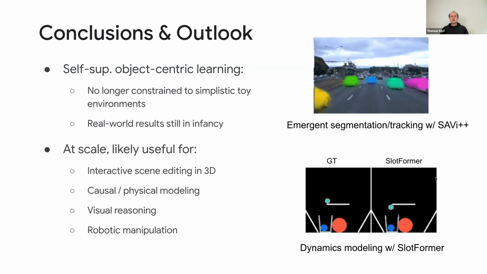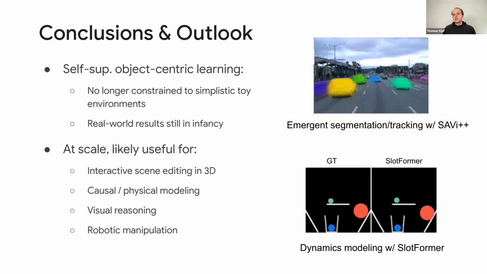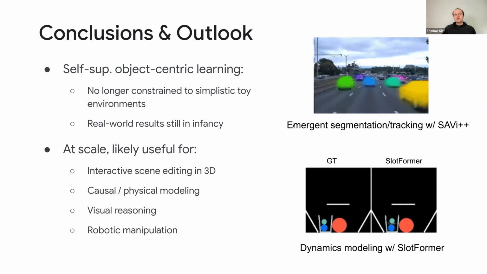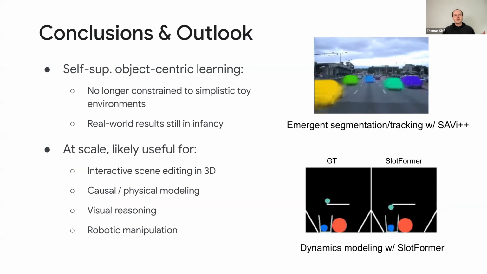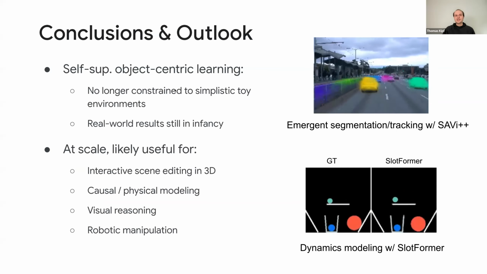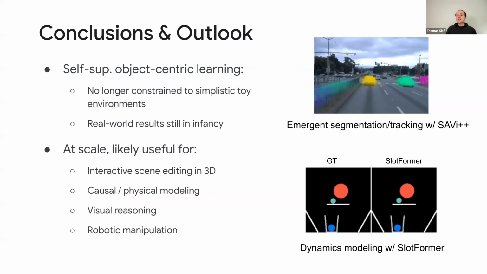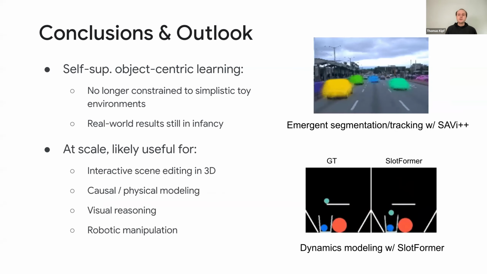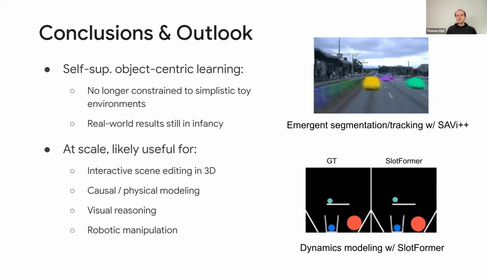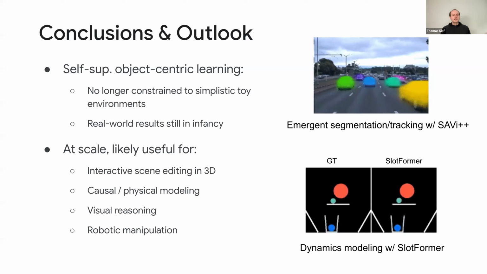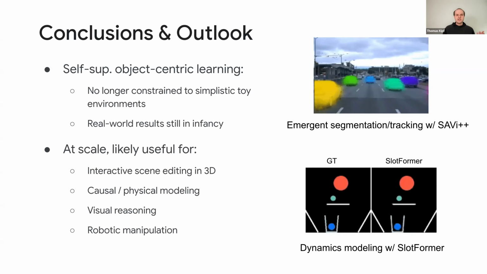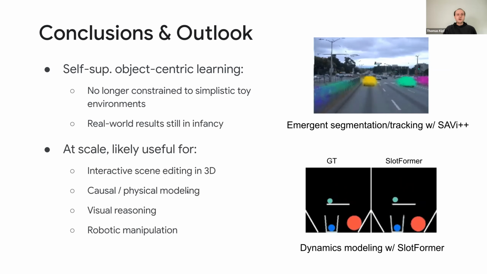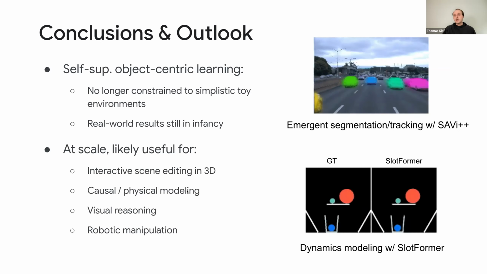And so with that, I'd like to conclude, and I hope that in this talk I've shown you some exciting results, especially with SAVi++, that self-supervised object-centric learning is no longer constrained to simplistic toy environments, and that we can really start using some of those benefits for real-world results. Of course, these are still in their infancy, but I think this is going to be an exciting area for future research. And at scale, these methods are likely going to be useful for things like interactive scene editing in 3D, and there we're going to have Klaus's talk in just a bit, and for things like causal and physical modeling, visual reasoning, and robotic manipulation.